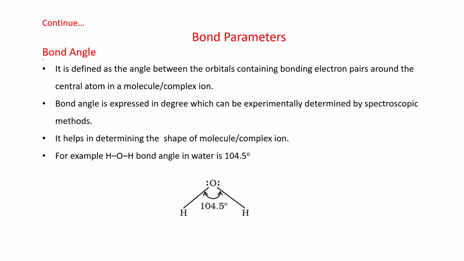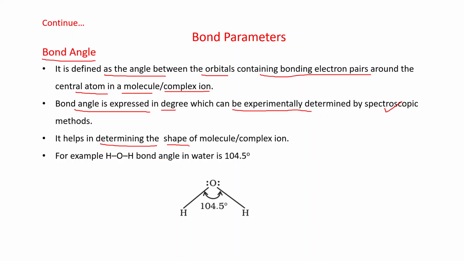Next bond parameter is bond angle. It is defined as the angle between the orbitals containing bonding electron pairs around the central atom in a molecule or complex ion. Bond angle is expressed in degrees, which can be experimentally determined by spectroscopic methods. It helps in determining the shape of a molecule or complex ion.